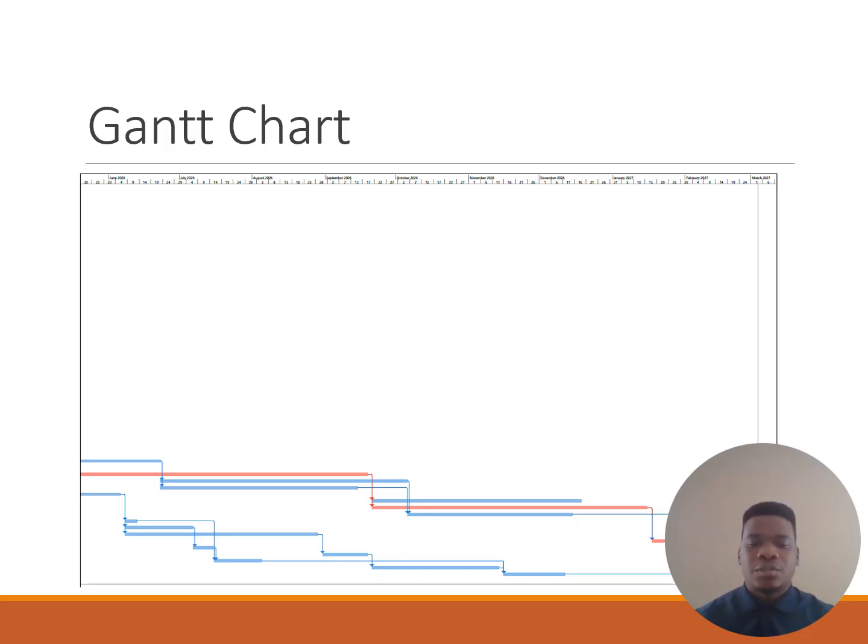So this is the continuation of the Gantt chart again. The scale is very big, so some may not be readable, but in the MS Project files, you should be able to find everything.